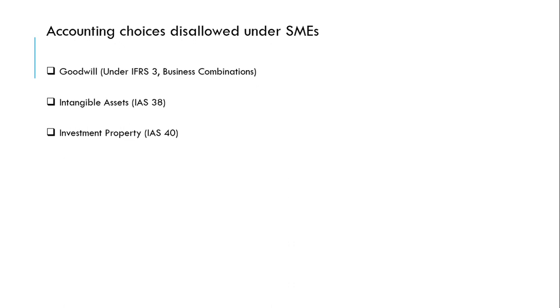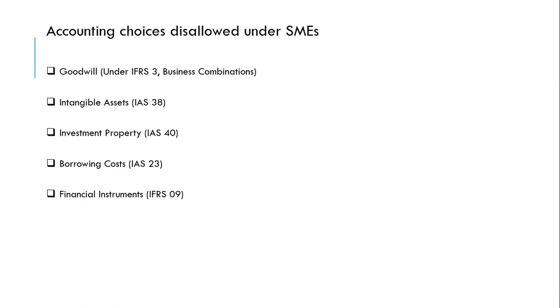Investment property is remeasured to fair value at the year's end with gains or losses recorded in profit or loss. The cost model can only be used if fair value cannot be measured reliably or without undue cost or effort. Borrowing costs are always expensed to profit or loss.